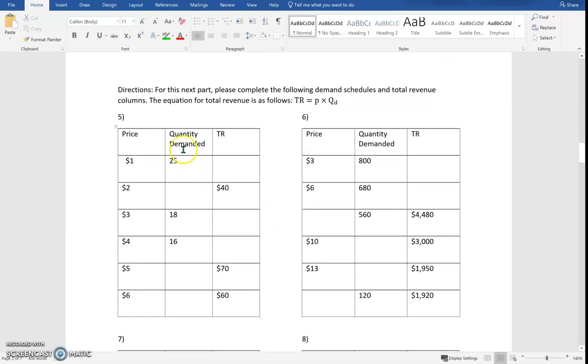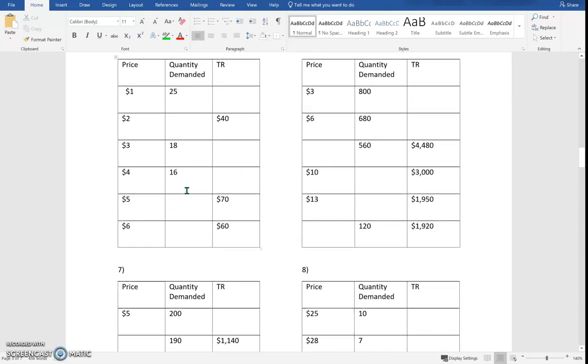This part we talked about too. You're going to fill out these charts, which is just simple multiplication. Your total revenue column is your price times quantity demanded. So for here, 1 times 25 is 25. 2 times x equals 40. Solve for x. It's going to be 20. Okay? You're going to do that for all these charts.